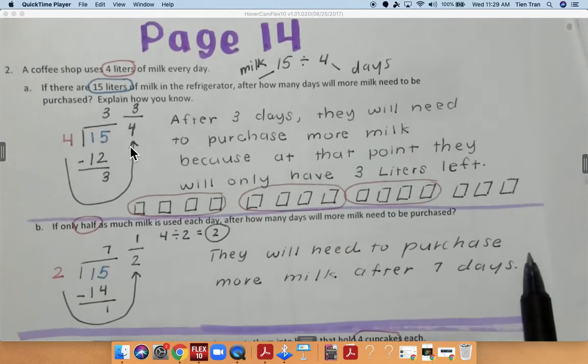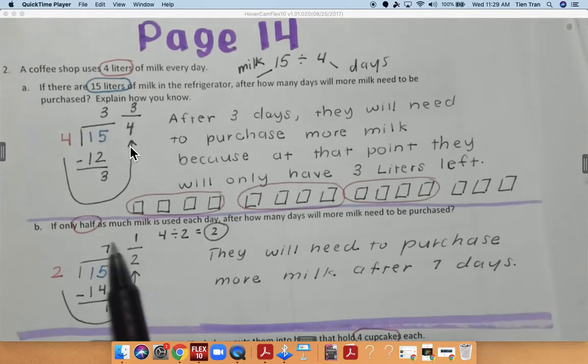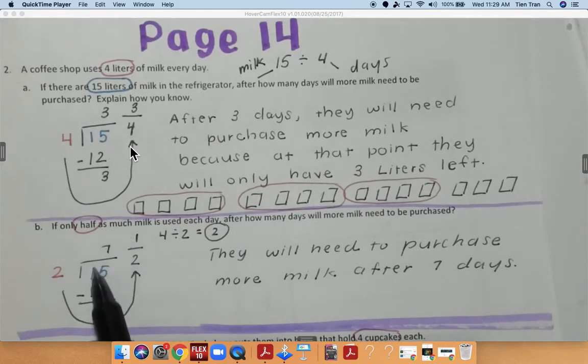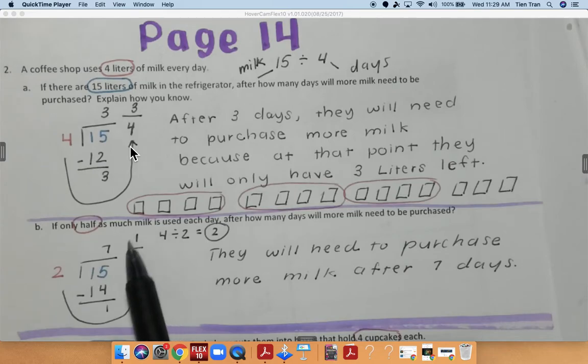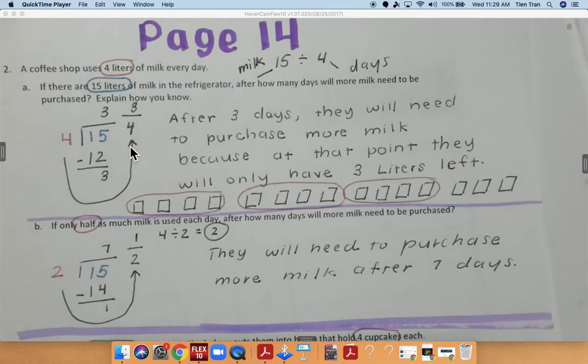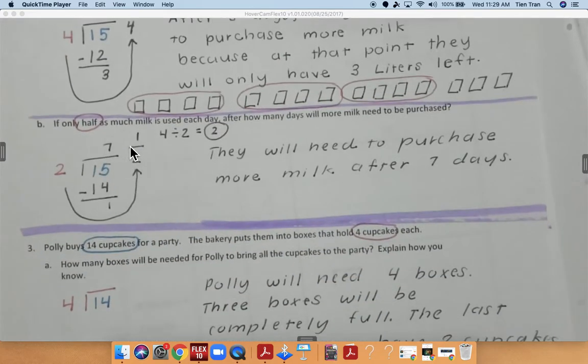So they will need to purchase more milk after 7 days, because 7 is how many full days they would have, and then they have a half. So by the 8th day, they need more milk already.